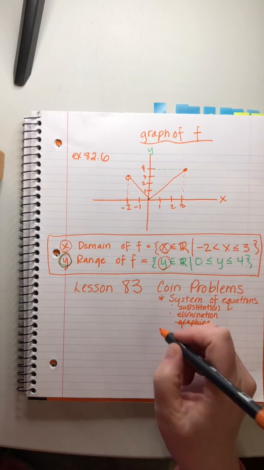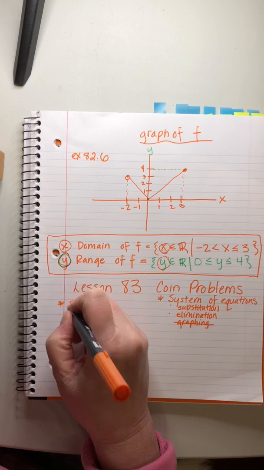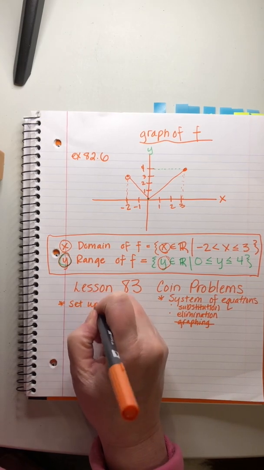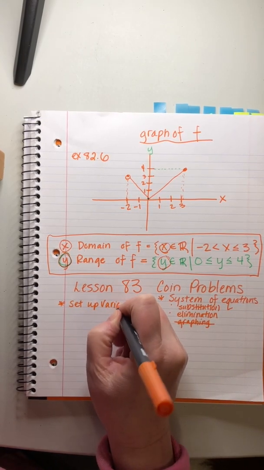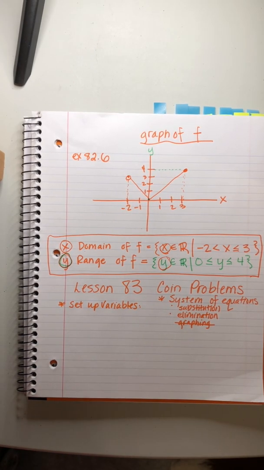We're going to set up the variables. I'll make a list over here too. We have a special way that we set up the variables in these. What we're going to be looking for, and you'll see when I read you one of these, is how many quarters, how many nickels, how many dimes. I can't think of any problems where we do pennies. But we're looking for the number of the coins for our answer. Not the value of the coins, but the number of the coins.